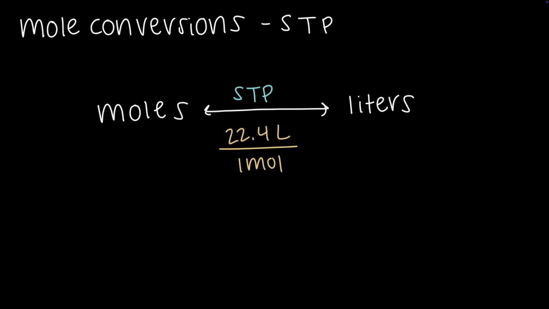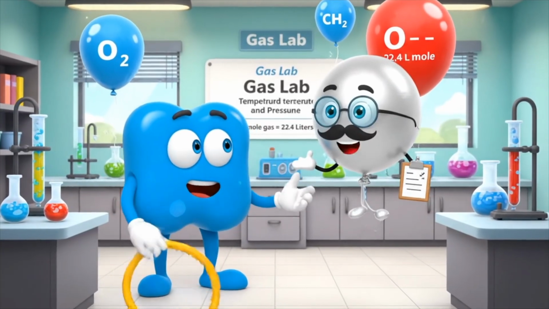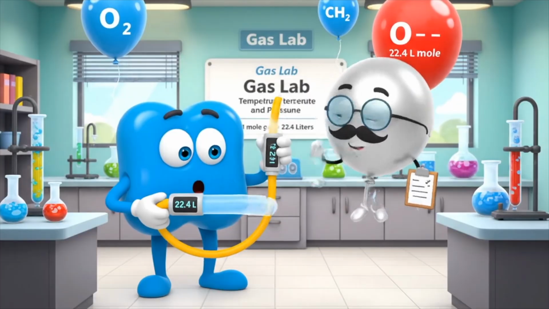STP, also known as standard temperature and pressure, is another important conversion factor. When STP is mentioned in a problem, we can use the conversion factor 22.4 liters per 1 mole to convert between liters and moles for the same identity of a compound or element. STP is used for conversions with gases, and we will see this concept again in the gases chapter.